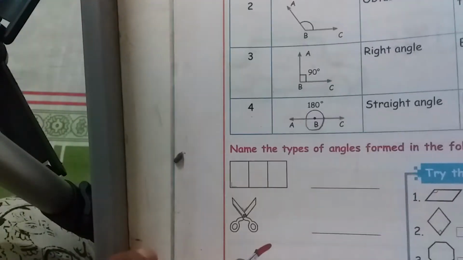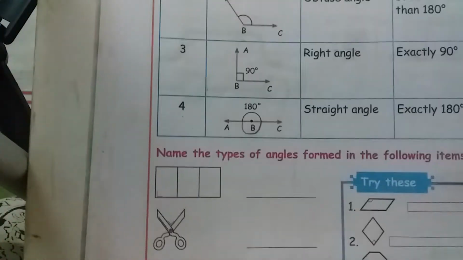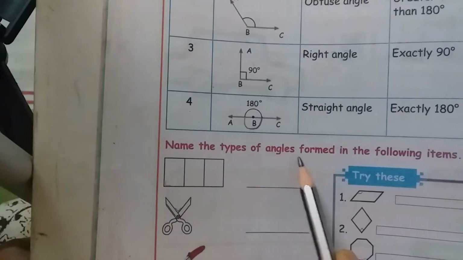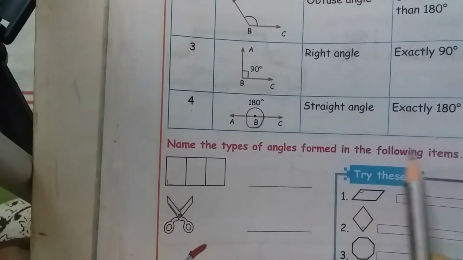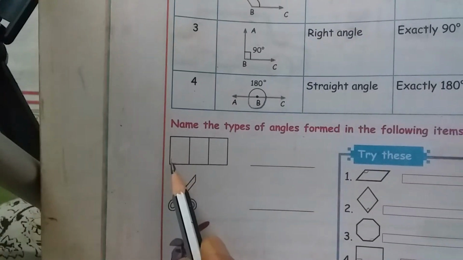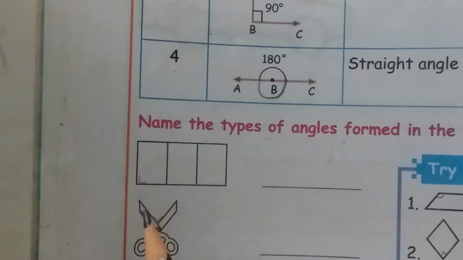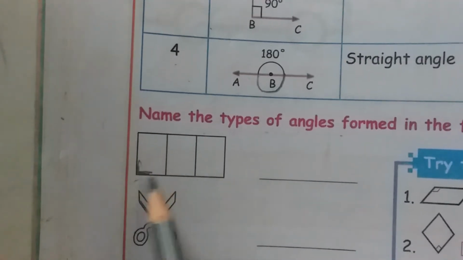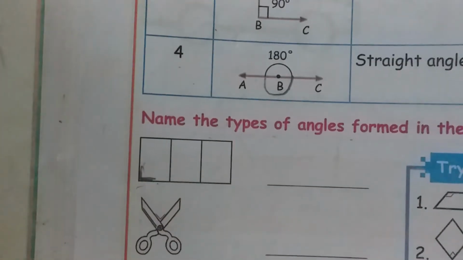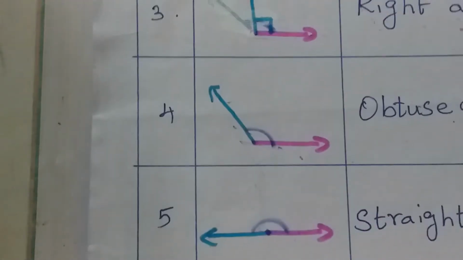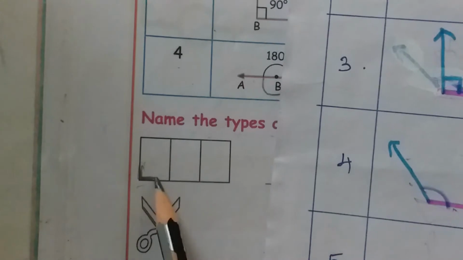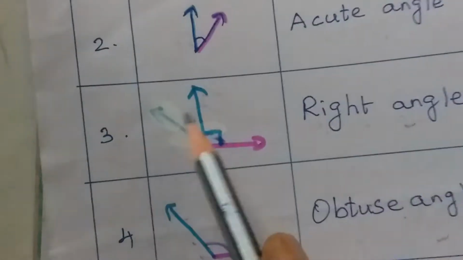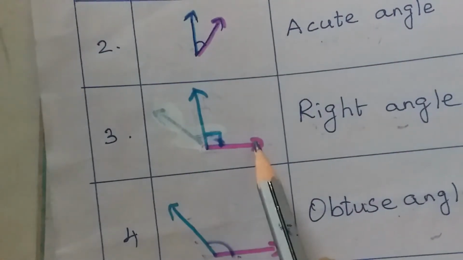In class 5, page number 20, it is given: name the types of angles formed in the following items. If you see this box here, you can see one red line is marked here. If you open your book and see, there is an angle marked at this corner. So what angle is this? If you compare this with the types of angles, which one is it like? Yes, isn't it like this right angle?